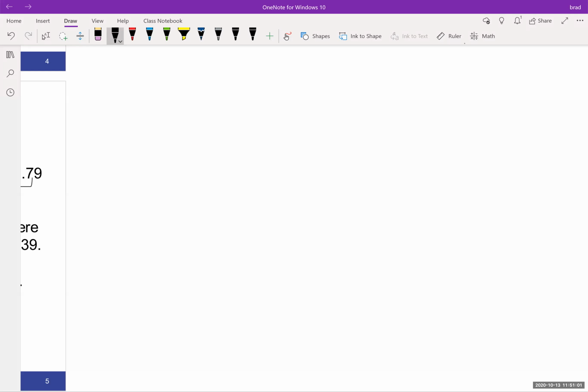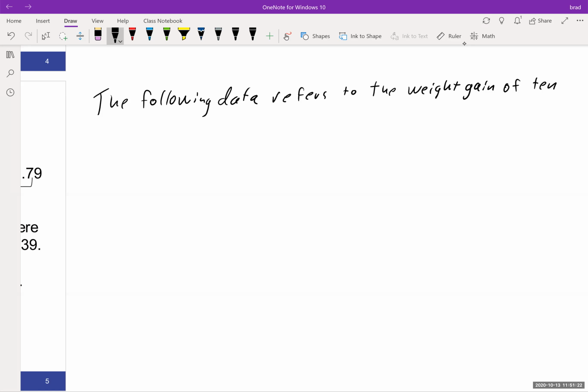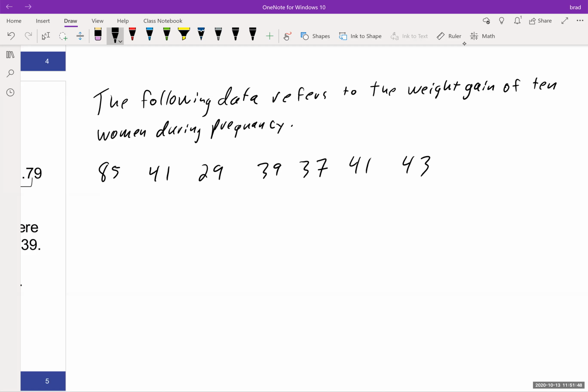Here we go. It says the following data refers to the weight gain of 10 women during pregnancy. We got 85, 41, 29, 39, 37, 41, 43, 30, 36, 35. Okay, so I want to know the mean, median, and mode.